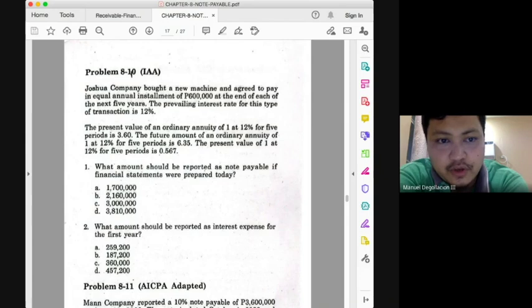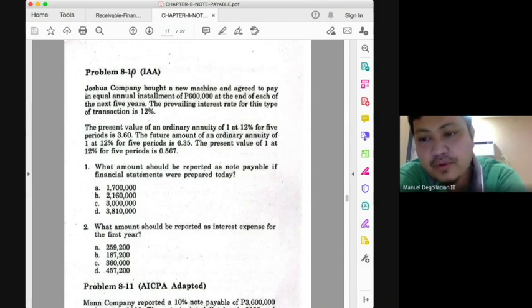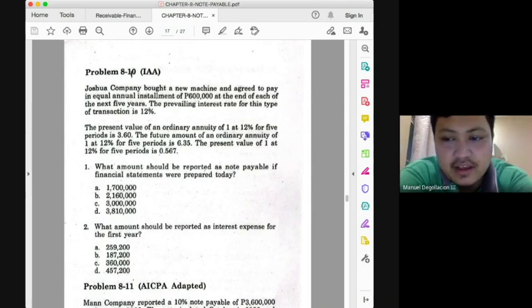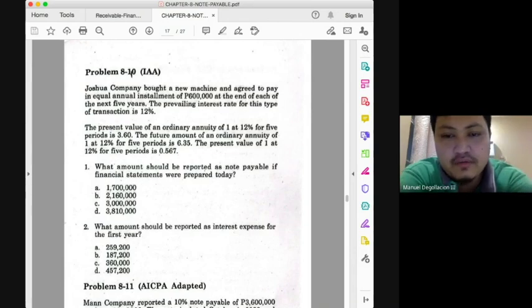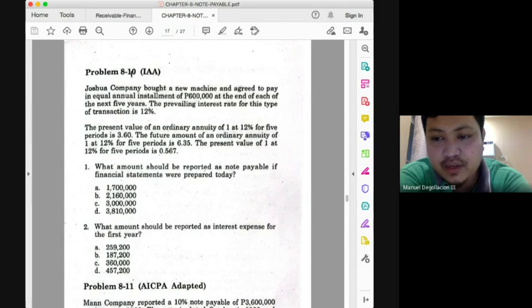Okay. So if you only have one cash flow and that cash flow is expected to be received 5 years from now, then you will be using 0.567. If you multiply that with your expected cash flow after 5 years, then you will get the present value of that cash flow. Okay, so that is not what we are going to be using because our cash flows are 600,000 expected to be received at the end of each of the next 5 years.